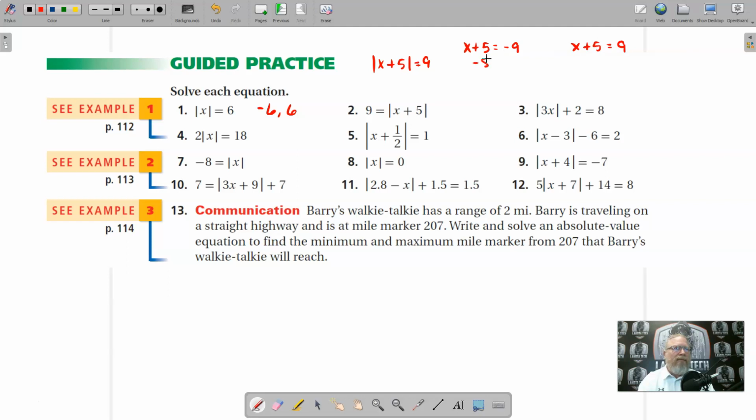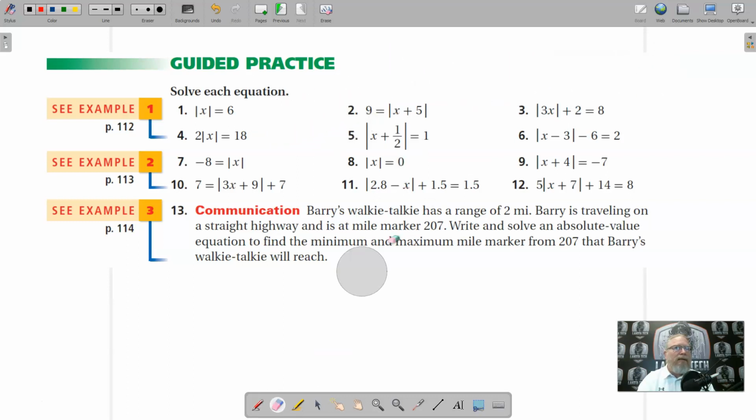So we subtract 5 from each side. On this side, we're going to get x equals, and negative 9 minus 5, or we're actually adding a negative 5, is going to be negative 14. And if we subtract 5 here from each side, we're going to get x equals positive 4. So negative 14 and positive 4 are the two answers for that one.